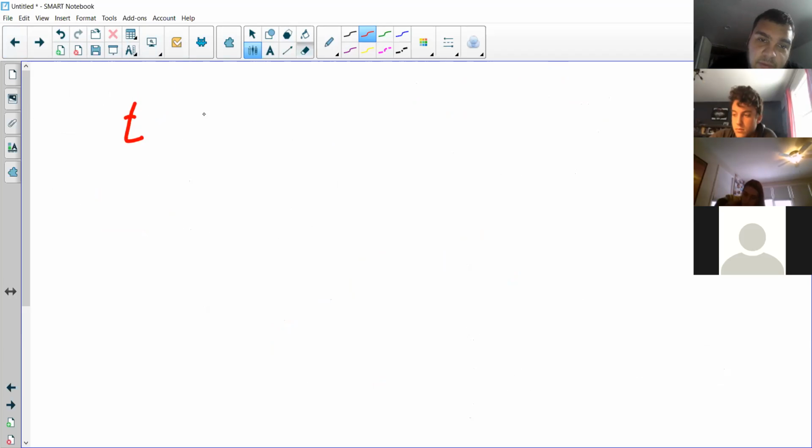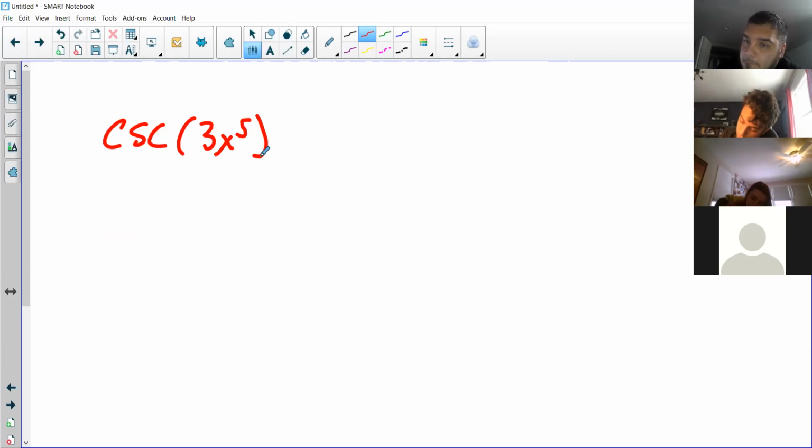let me pick a different one. Let's say cosecant of 3x to the 5th, something like that. What chapter is this part of? What section? This would be 3.5 trig stuff. Now, in your textbook, it would be in both 3.5 and 3.6 trig stuff because they only talk about chain rule in 3.6. So you're going to get very basic trigonometry problems in 3.5, and then you get the more relevant ones in 3.6. But here's a basic trigonometry one.